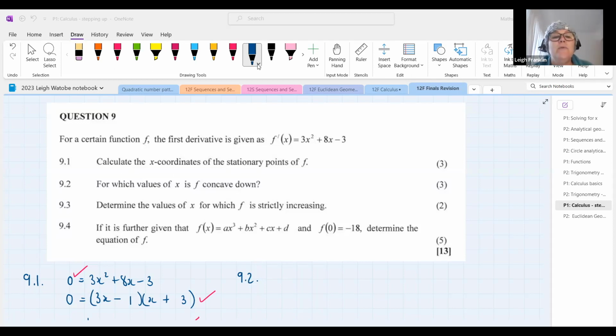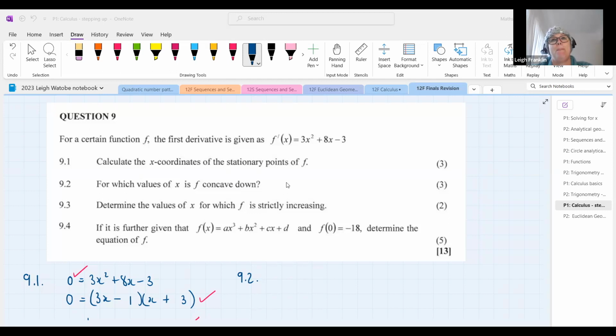Yes, I'm agreeing with you. Okay, now just be careful. A lot of you are saying what it's equal to, but the question says for which values of x is f concave down. So it's not concave down at the point of inflection. So just make sure you answer the question. You're solving for the x-coordinates at the point of inflection correctly, but then make sure you answer the question.